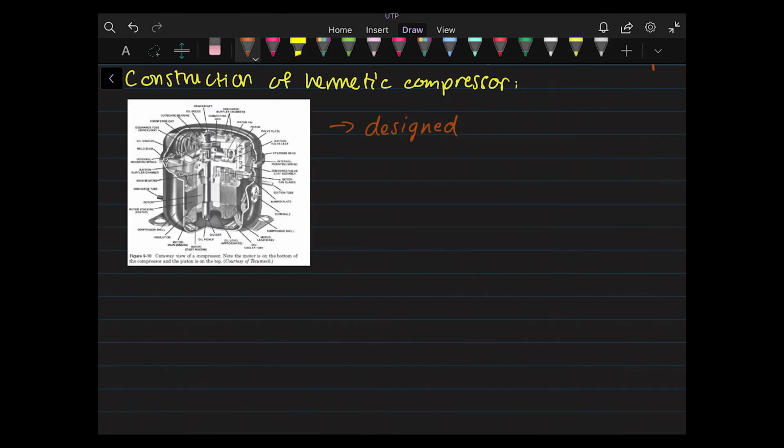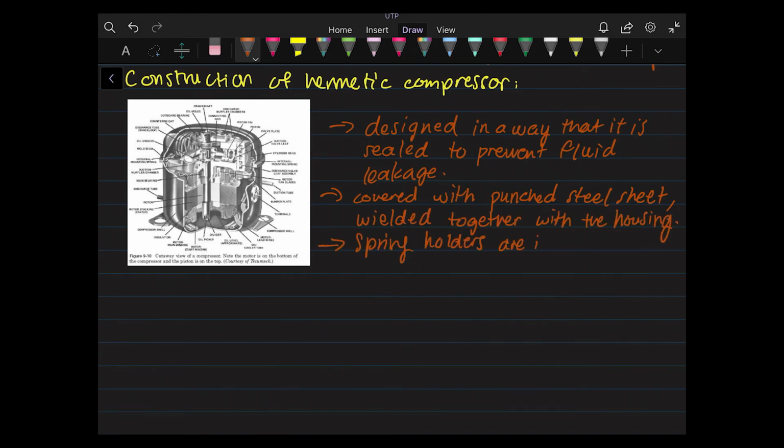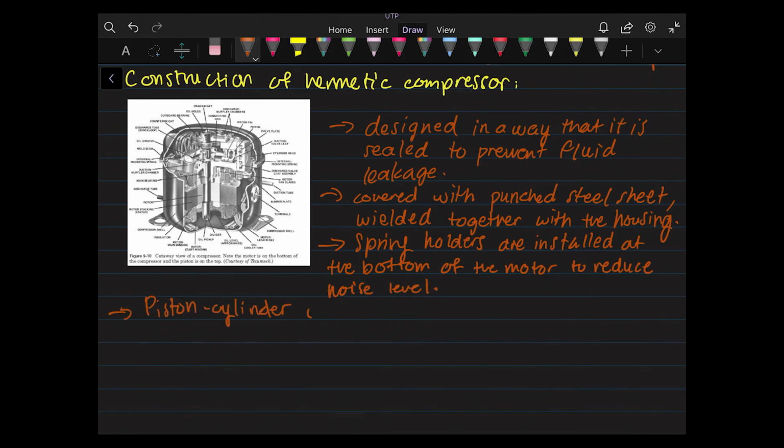About the construction of the hermetic compressor, it is designed in a way that it is sealed to prevent fluid leakage. It is covered with sponge steel sheet welded together with the housing. There are spring holders installed at the bottom to reduce noise level.